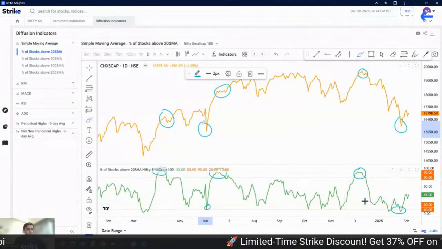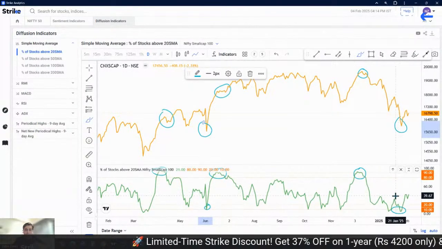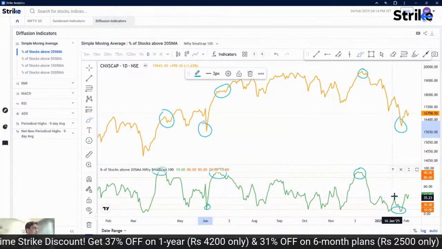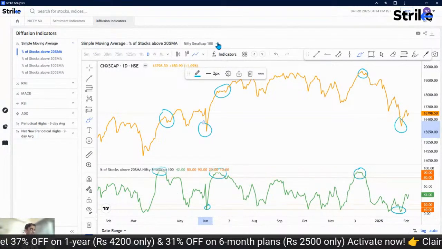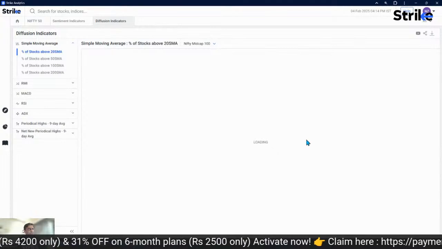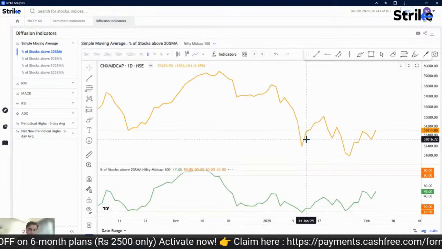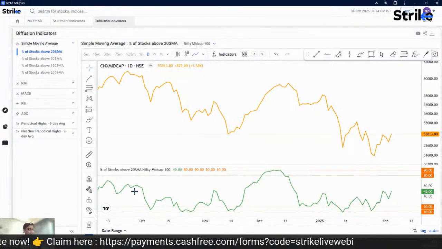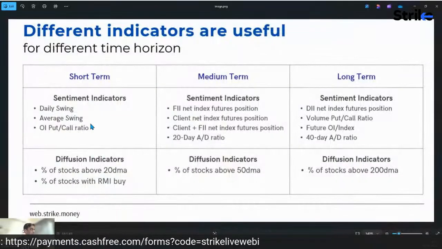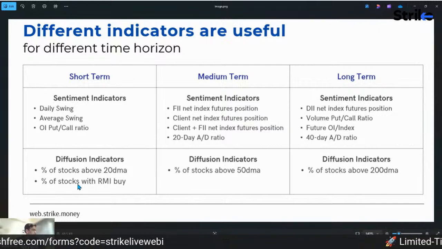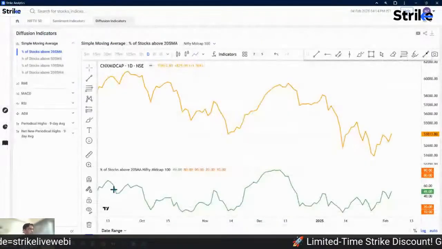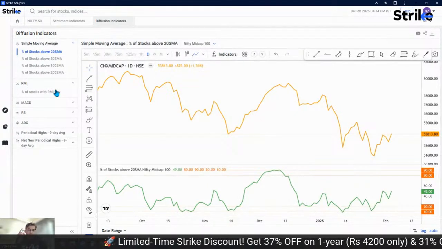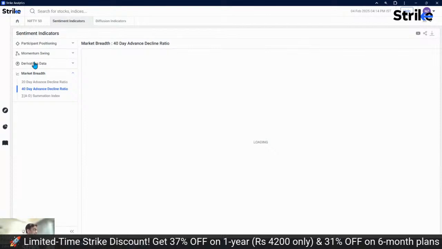So a wonderful indicator to time your buys or exits in the mid cap and the small cap space. This is small cap 100 and this was mid cap 100. You can look at the category of stocks and take a wise, short term decision. The next one was percentage of stocks with RMI buy. In the daily swing indicator, we saw what the daily swing indicator in the sentiment indicator says.